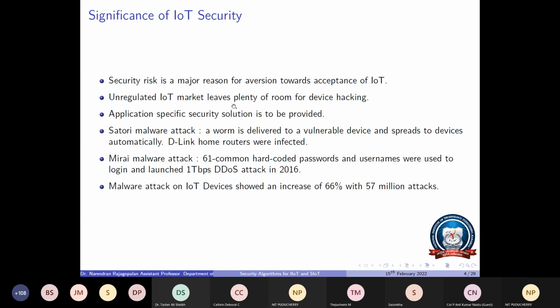The significance of security in IoT. Basically, IoT is a heterogeneous collection of too many things which are being produced by different vendors. So the market is not a regulated one. There is no standardization being followed. When there is no standardization, there is always room for loopholes which can be exploited.